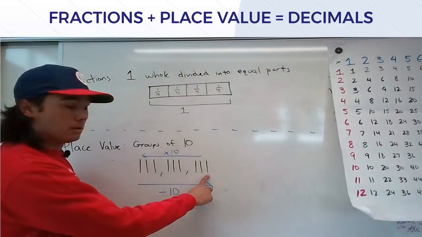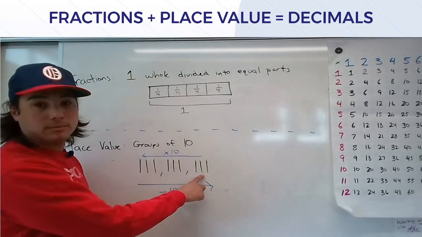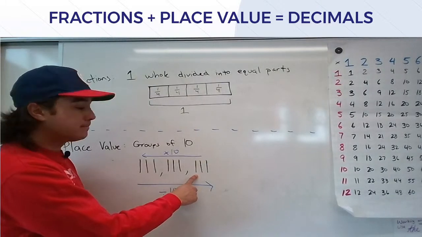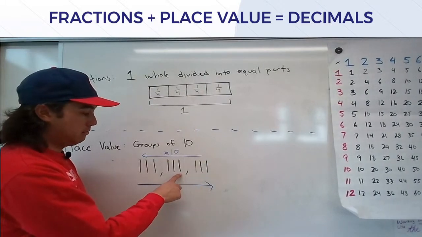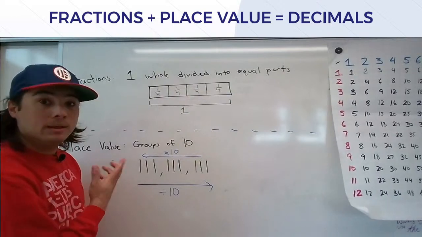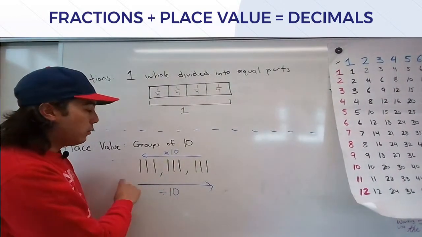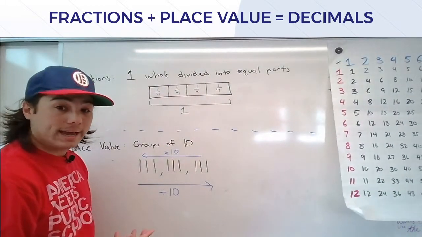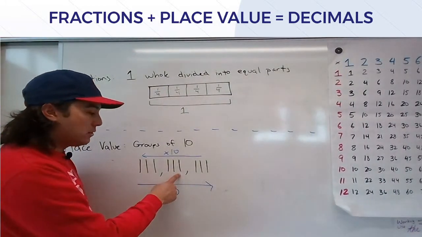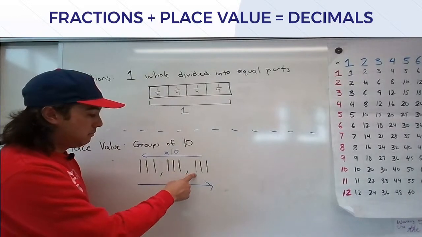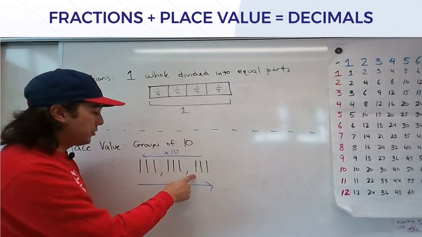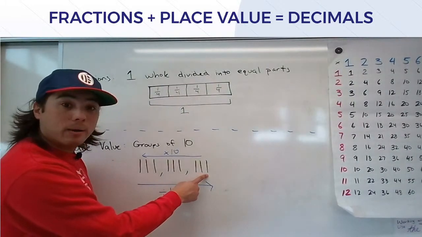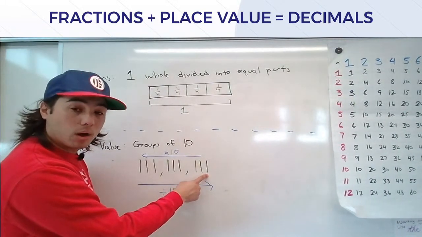So 1 times 10 is 10. 10 times 10 is 100. 100 times 10 is 1,000. Likewise with the inverse. When we move to the right, we are dividing by 10. 1,000 divided by 10 equals 100. 100 divided by 10 equals 10. 10 divided by 10 equals 1.